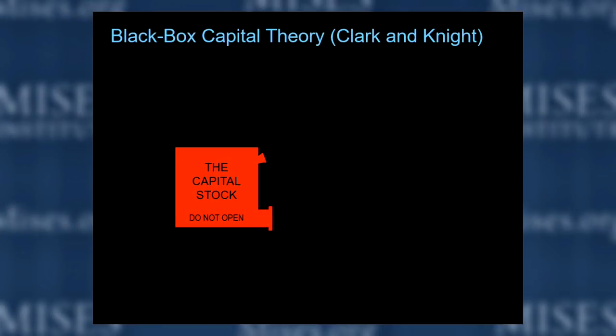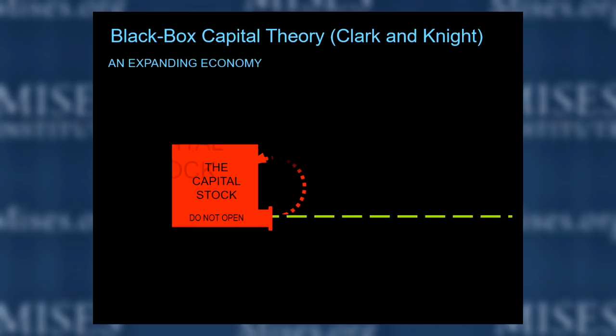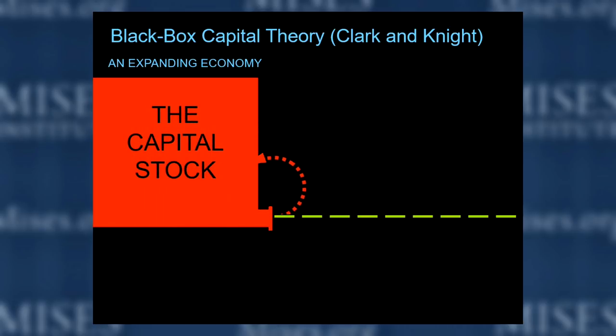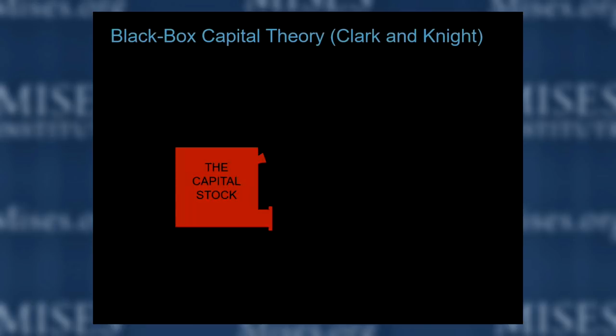All right, now, despite the fact that they're talking about steady state, they do realize that things can go awry and you can actually grow or you can actually shrink, right? And so they show how this works too. Let's see if we can do it. Okay, there's a capital stock. It doesn't get much output, but everything comes back to the capital stock.